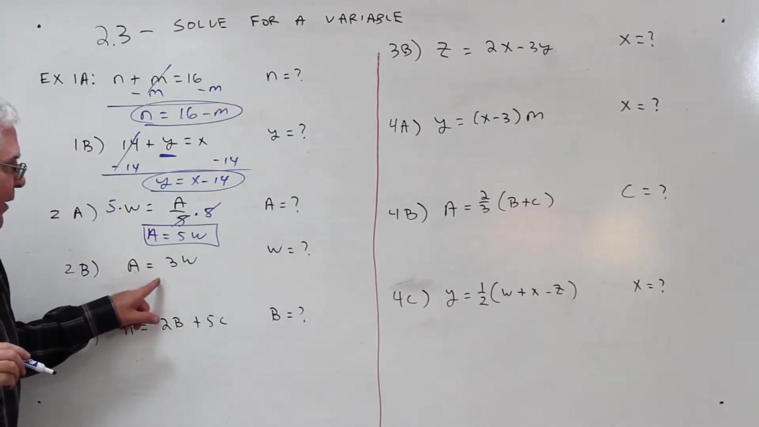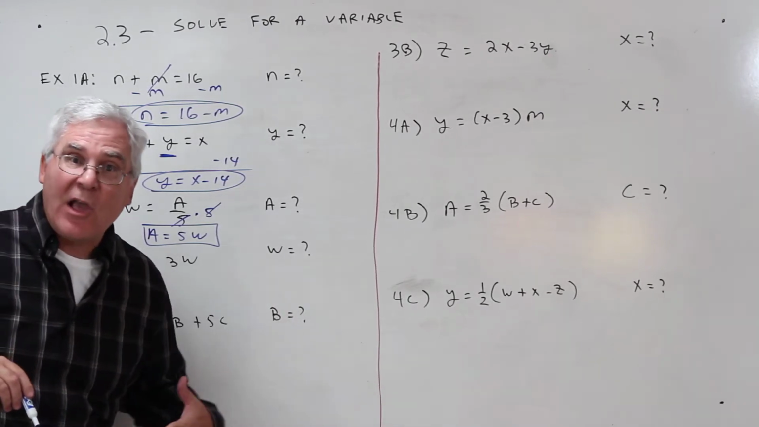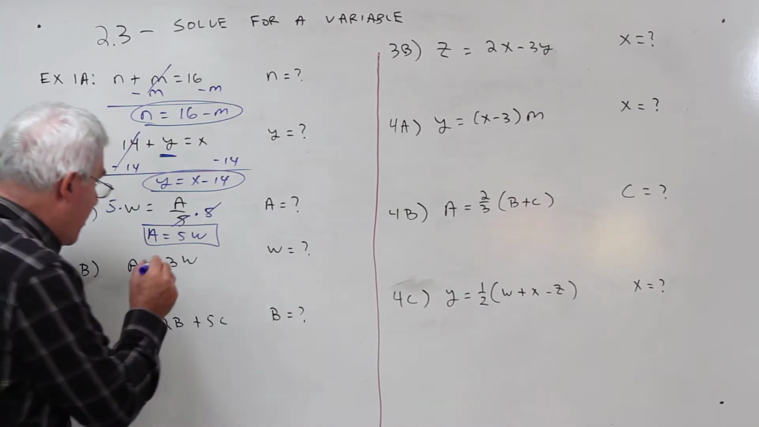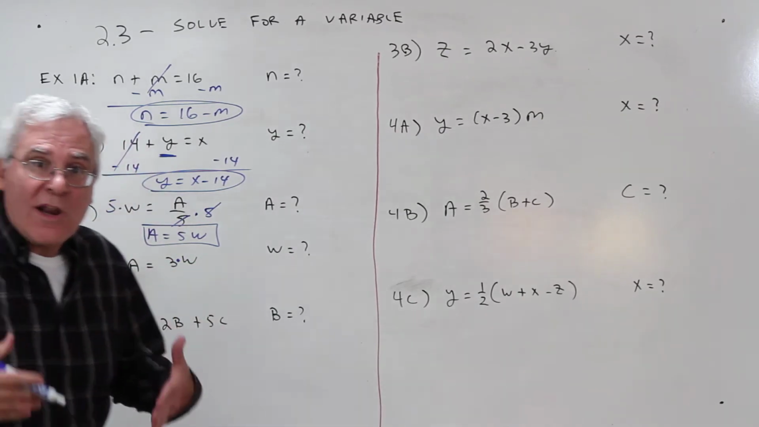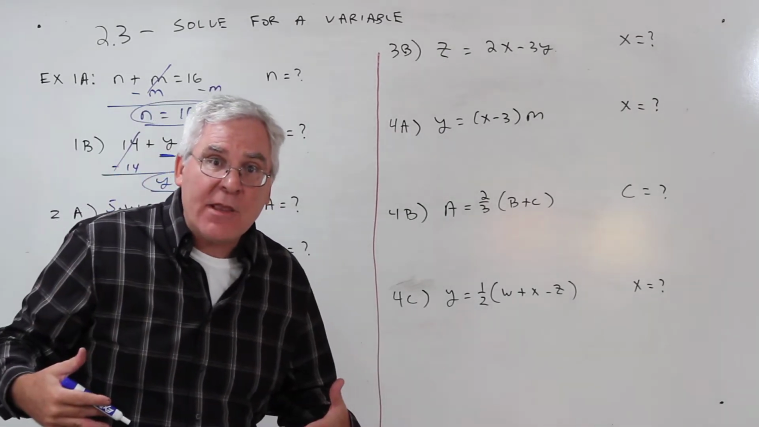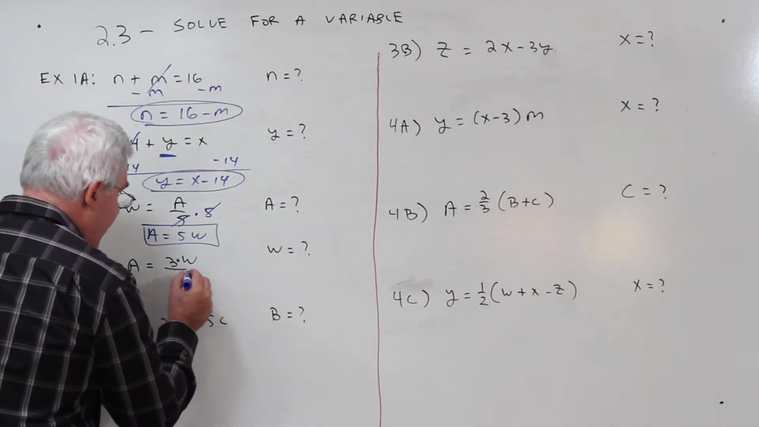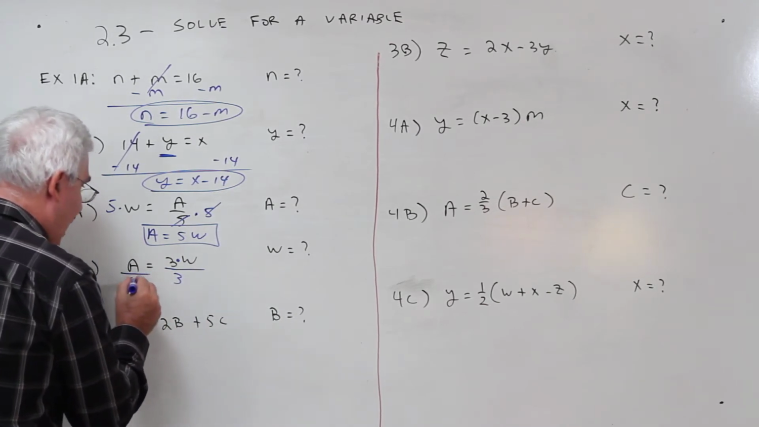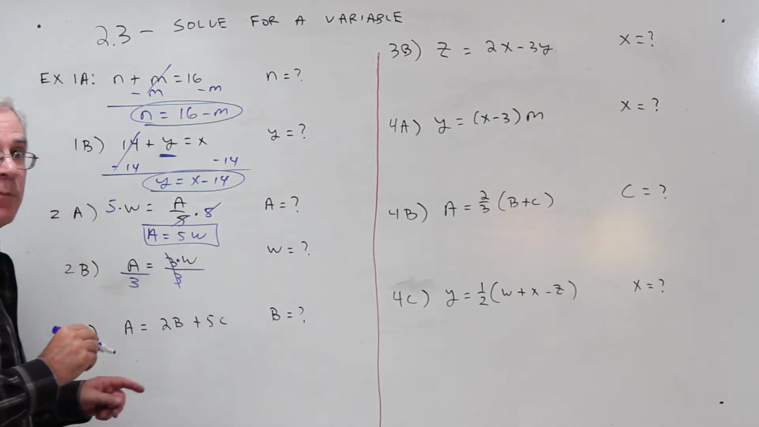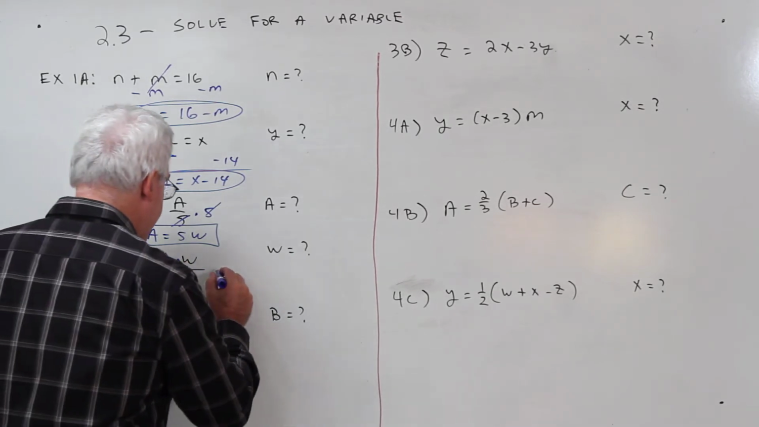Next, I've got a equals 3w, and I'm going to get w all by itself. Well, I really have 3 times w. What undoes multiplying by 3? Dividing by 3. So I will divide this side by 3, and then I will divide that side by 3. To make a long story short, w equals a over 3.